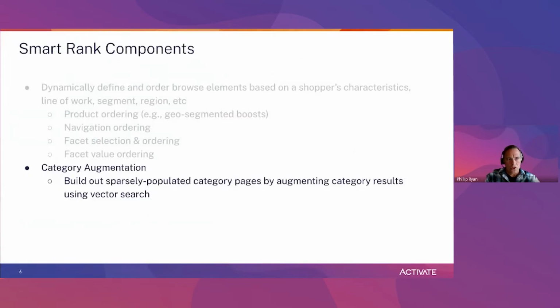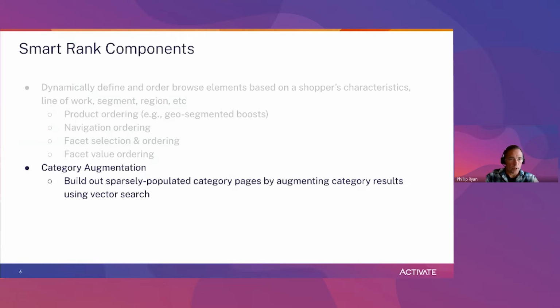So there's two pieces to SmartRank, and we just talked about ordering of browse elements and that component of the rank. The other piece is really around the notion of SEO ranking. And this is the category augmentation space. What category augmentation does is it targets sparsely populated category pages, and it essentially builds out those pages by augmenting the results using vector search.